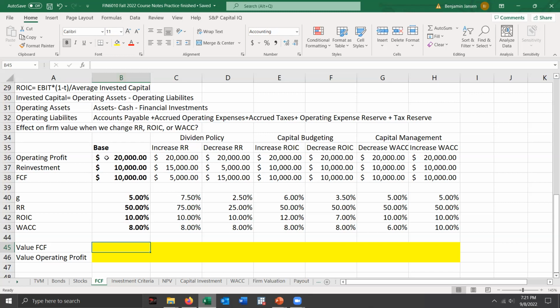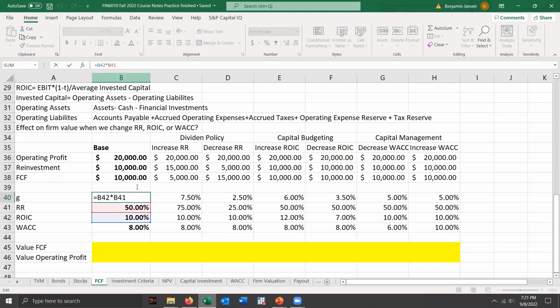So following along the perpetuity formula, we're going to value these cash flow streams. We have operating profits, how much a company is reinvesting, and free cash flow is simply the difference between the operating profits and the reinvestment. From there, we can get our retention ratio. Let's say that it's 50%. We have a return on invested capital of 10%, and we have a discount rate of 8%.